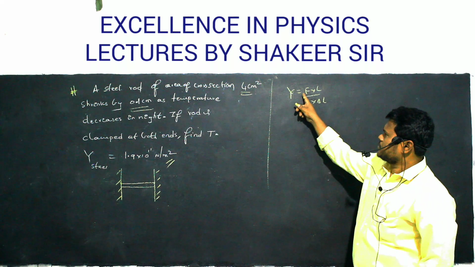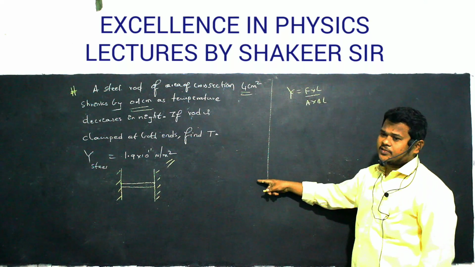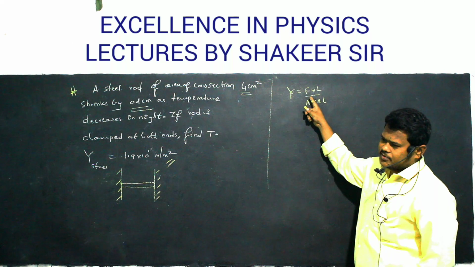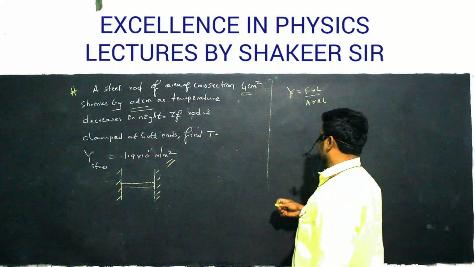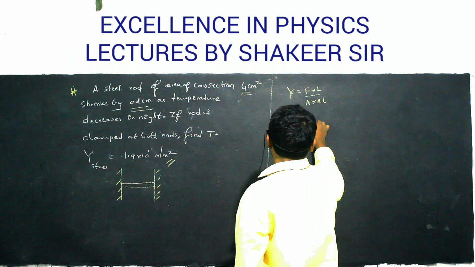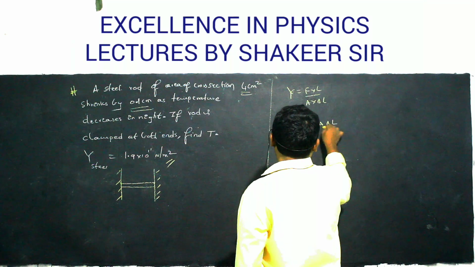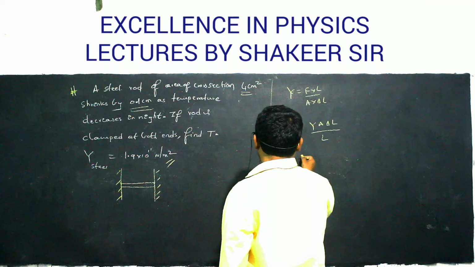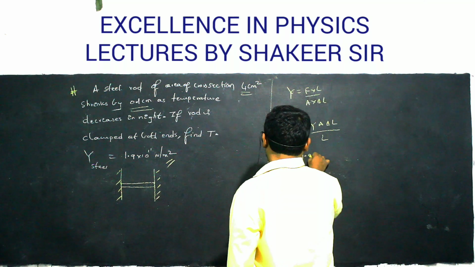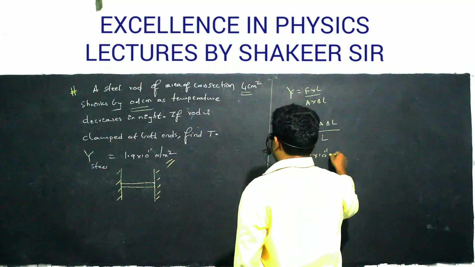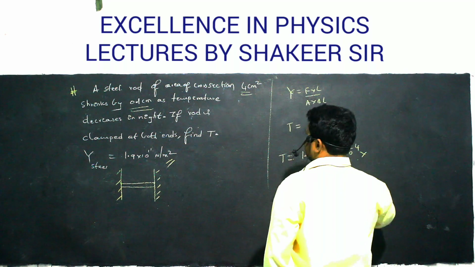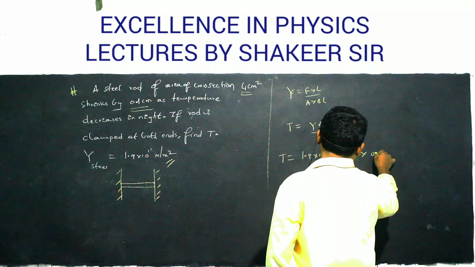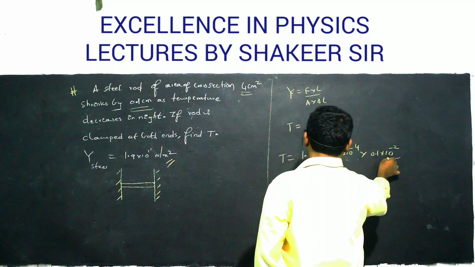So here some force is responsible for producing strain in this rod, no? And what is that force? Tension. Tension is responsible, no? So therefore, how can I write? T is equals to Y A delta L divided by L. So Young's modulus is how much? 1.9 into 10 power 11. Area of cross section 4 into 10 power minus 4. Change in length 0.1 into 10 power minus 2 meter.